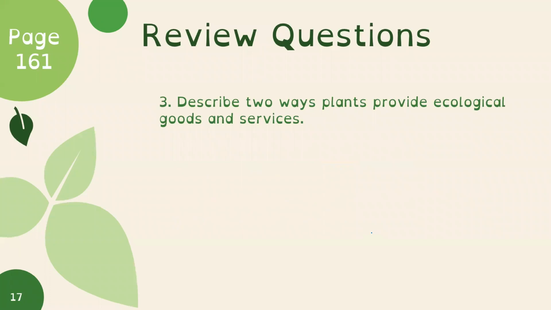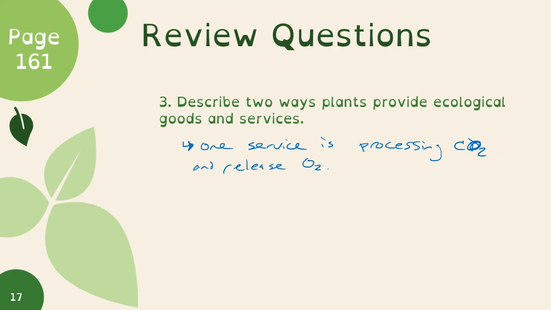food source. Right, number 3, describe 2 ways plants provide ecological goods and services. So to me, the one service is processing carbon dioxide. And releasing oxygen. So then we can breathe oxygen where we can't breathe carbon dioxide. So that is a service that they provide.